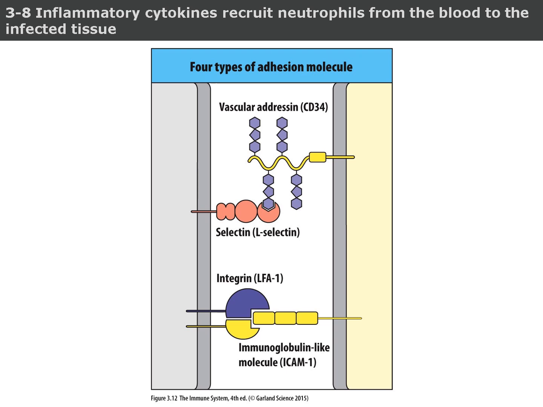The image shows 4 key adhesion molecules involved in this process. First, vascular adhesins on the blood vessel wall help slow neutrophils down. Then selectins on the neutrophils help them roll along the vessel wall. Integrins on the neutrophil surface strengthen their grip by binding tightly to immunoglobulin-like molecules on the vessel wall. This secure attachment allows neutrophils to exit the blood vessel and enter the infected tissue to fight pathogens.